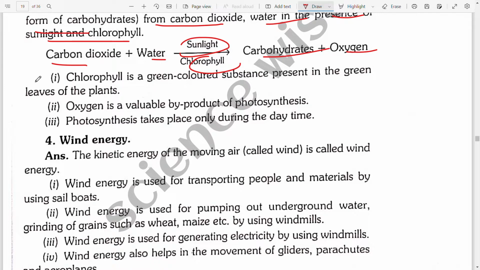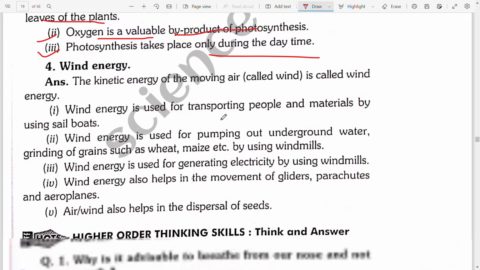First, chlorophyll is a green colored substance present in the green leaves of plants. Second, oxygen is a valuable byproduct of photosynthesis. Third, photosynthesis takes place only during daytime.